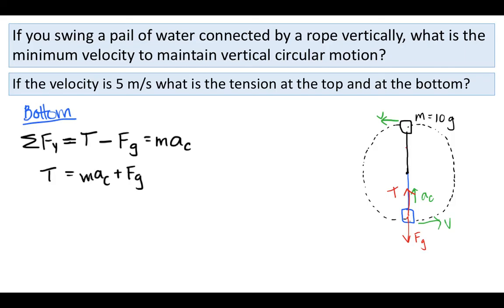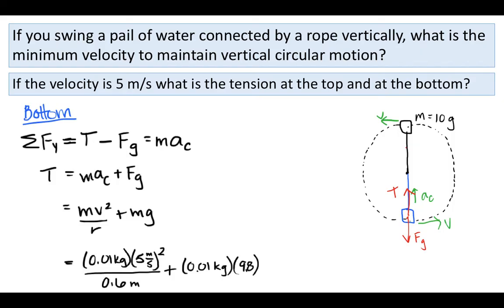We get T equals m a centripetal plus Fg. Well, this is different from last time. Last time we had tension equals m a centripetal minus Fg, so we should be able to predict right now that our tension is going to be greater. Go ahead and substitute a centripetal equals v squared over r. You get mv squared over r plus mg. Plug in our values. So 0.01 kilograms times 5 meters per second squared divided by 0.6 meters, plus mg. When we solve, we get 0.515 newtons.